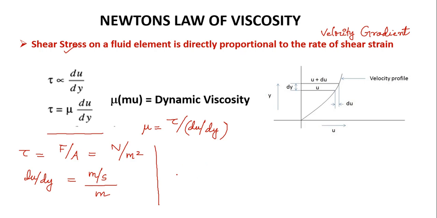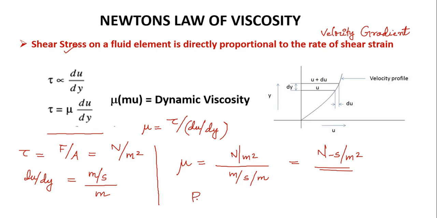So we can write the unit of mu as Newton per meter square divided by meter per second per meter. So it will be Newton second per meter square. And there is an alternate unit known as poise. So 1 poise is equal to 0.1 Newton second per meter square.